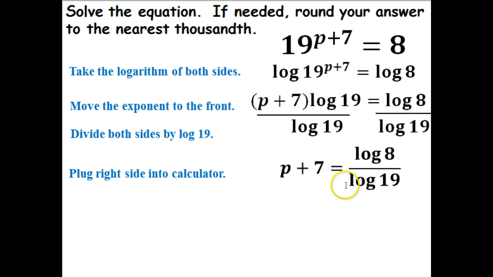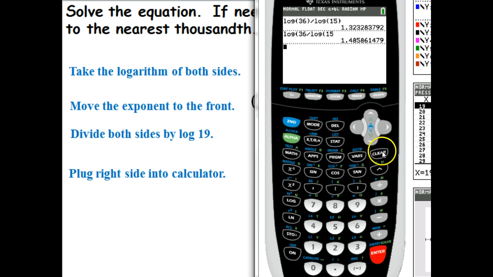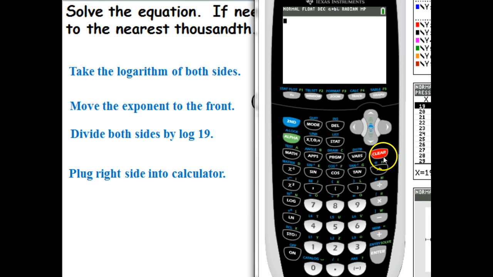Now I have to plug this side here into my calculator, and this is why I use a log base 10 instead of another base. It makes it a little bit easier. Natural log, the ln, will work too. But let's pull this one over. I forgot which one I was doing. Let's see, log base 10 of 8, log base 10 of 19. So 8 and 19 are our numbers that we need to remember.